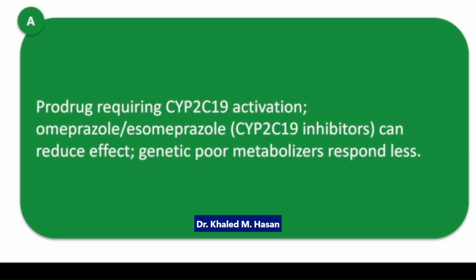This is case number one. Case number two, we can see this situation in patients considered genetic poor metabolizers. That means they don't have enough activity of cytochrome 2C19. Therefore, the patient may suffer from a thromboembolic event.